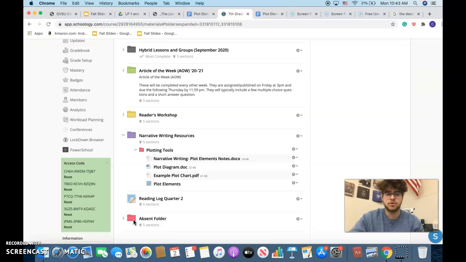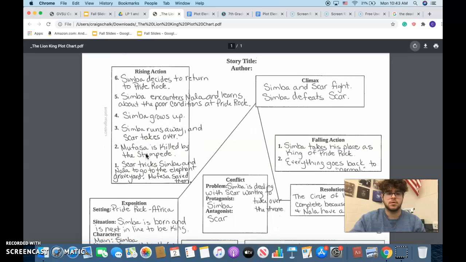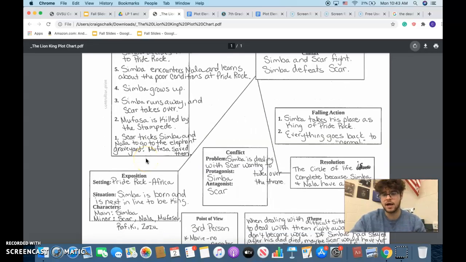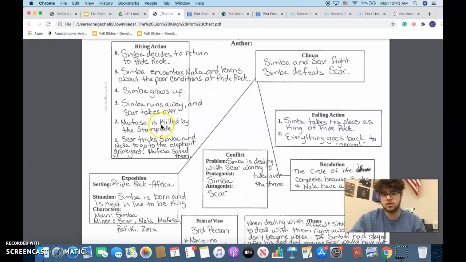So I'm going to show you exactly how to fill out a plot diagram to make it a better visual aid for you to understand how plots are organized, okay? This is everything that we filled out in our notes yesterday, but it's shown in a way that they actually show the progress of the story.